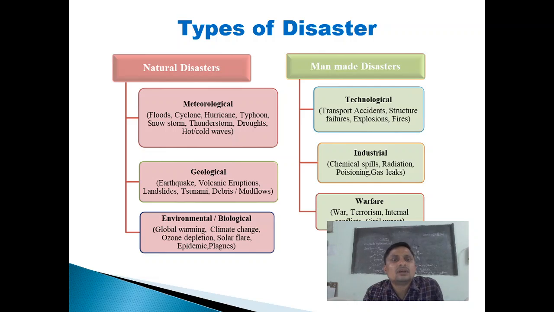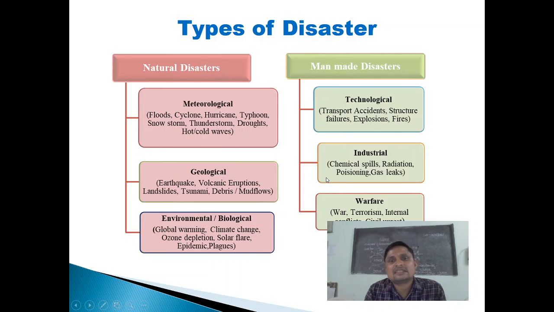The second type of natural disaster is geological natural disasters. In the case of geological natural disasters, there are earthquake, volcanic eruptions, landslide, tsunami, debris, mud flows. So this is about the geological natural disasters. The third is environmental or biological natural disasters. In this, there are global warming, climate change, ozone depletion, solar flare, epidemic, plagues. This is about the natural disasters.